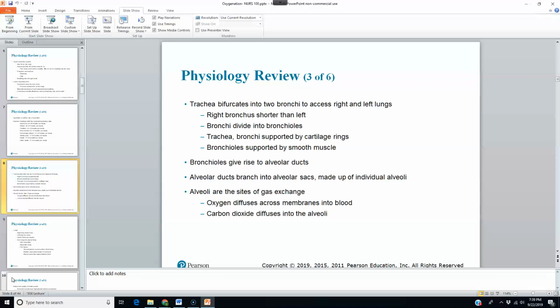Remember, bronchioles then give rise to the alveolar ducts, which branch into the alveolar sacs that are made up of individual alveoli. And if we talk about alveoli, we can compare those to grapes and membrane-like structures, okay?